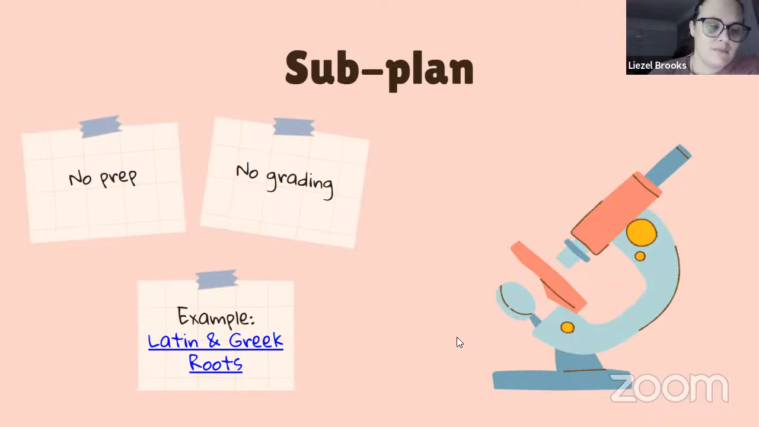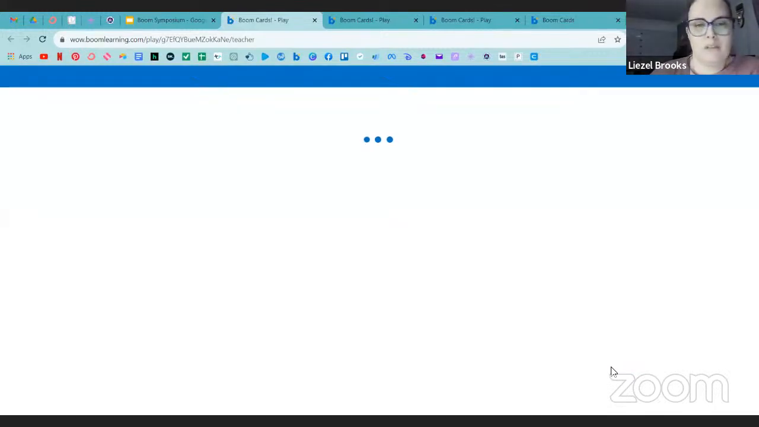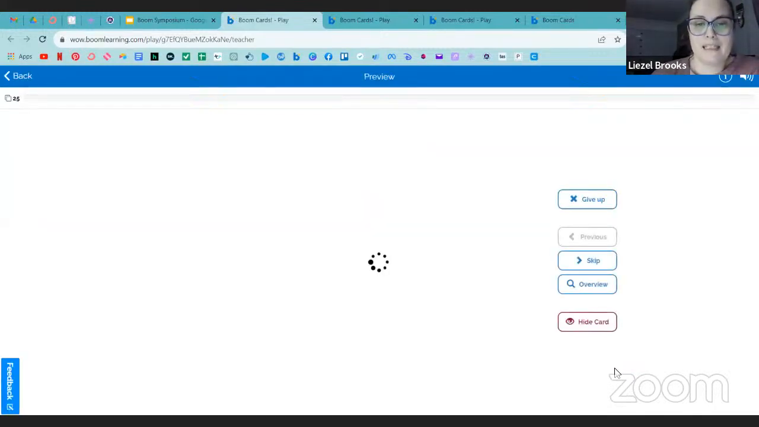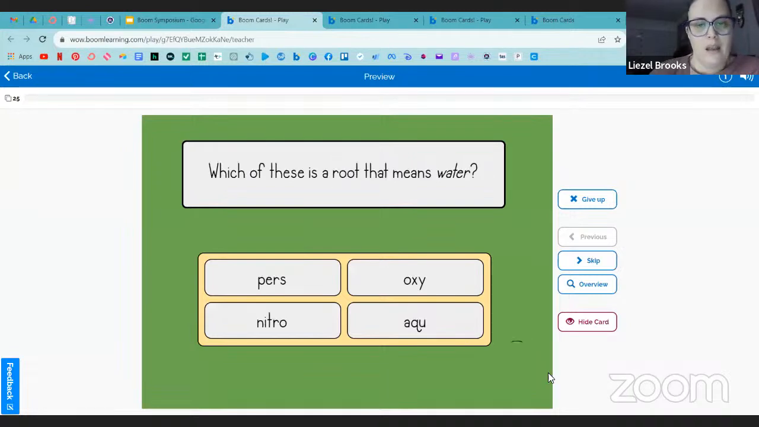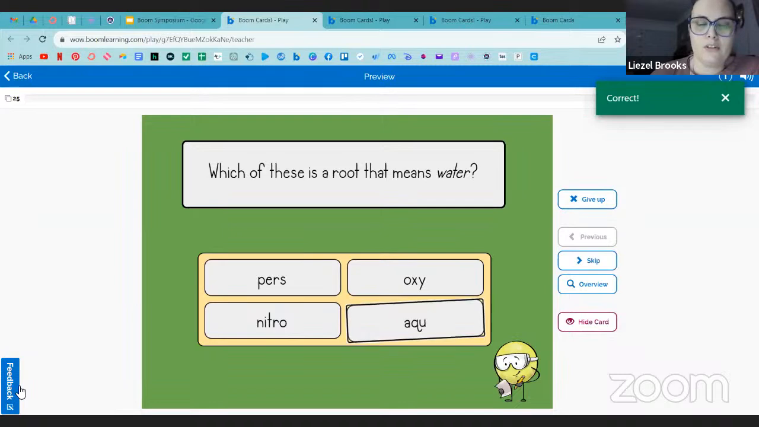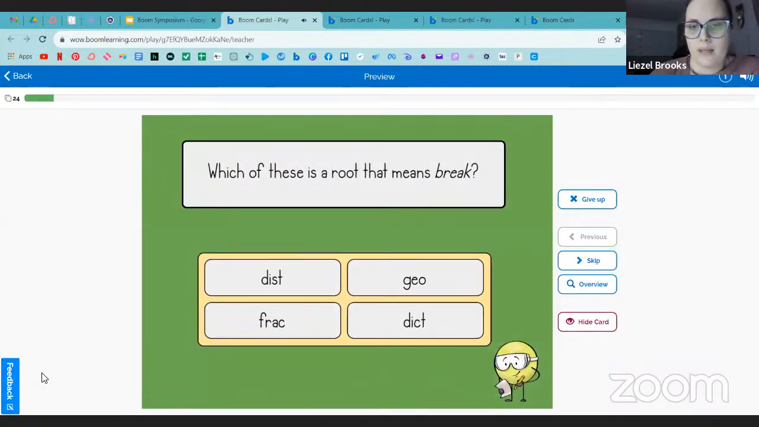But another or two other decks that I do use a lot is my Latin and Greek roots, which just is always a good thing for them to know or understand the language and science, so they can practice those. Like I say, it doesn't matter what topic you're teaching. It doesn't matter if it's physics, chemistry, maths. It's a useful skill to have. So I do like assigning these for that reason.